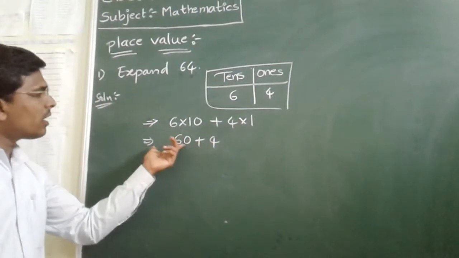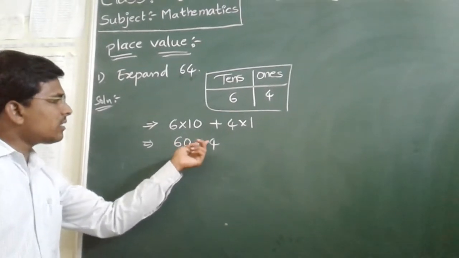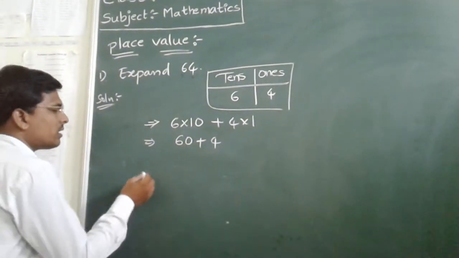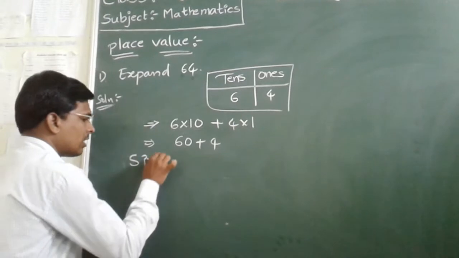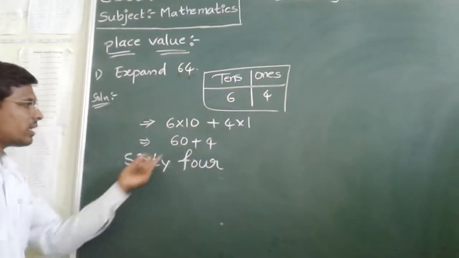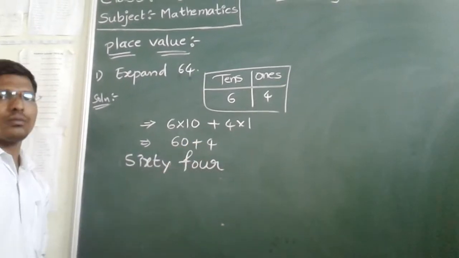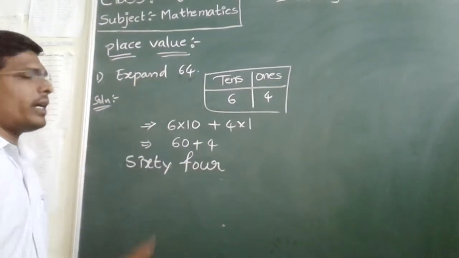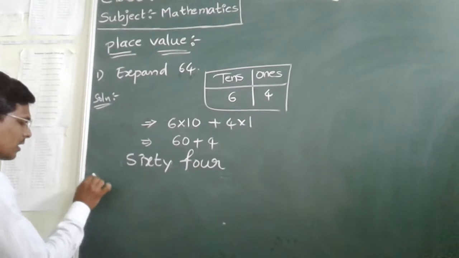So how do you read this? 60 plus 4. How do you write in words? 60 and 4, that is 64. So this is the way of expanding.